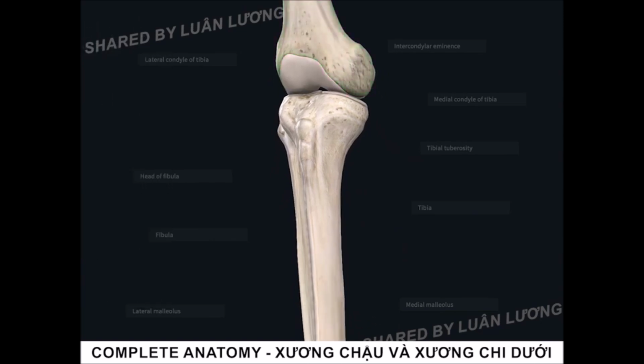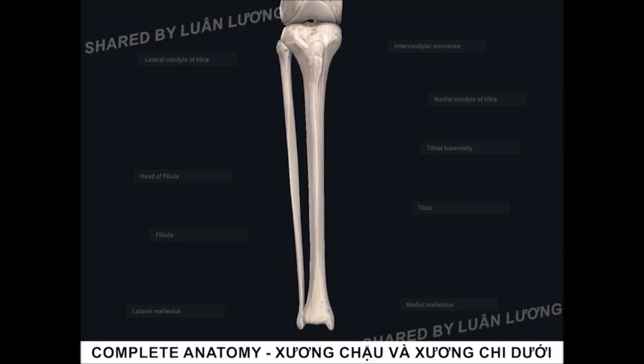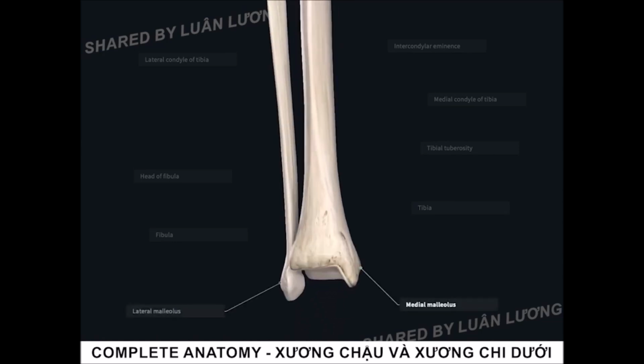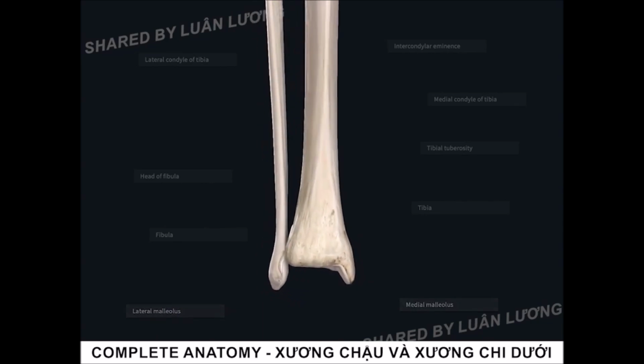Now, the distal end of these bones is going to be a difference in appearance. And what we're going to see is that the tibia is going to have a medial extension of bone known as the medial malleolus, while the fibula is going to have a lateral malleolus. And these two projections of bone are meant to reinforce and strengthen the ankle.